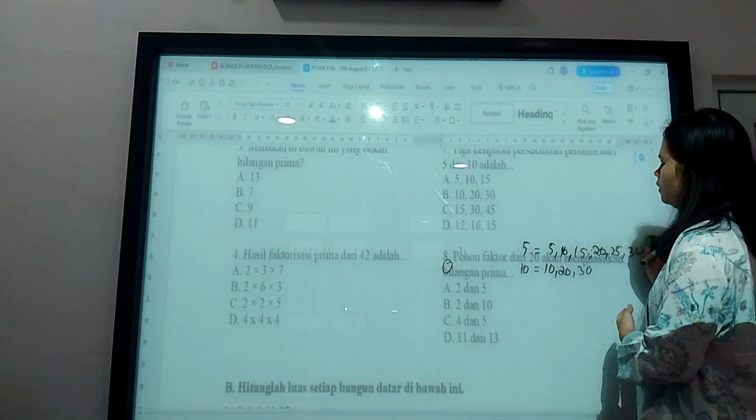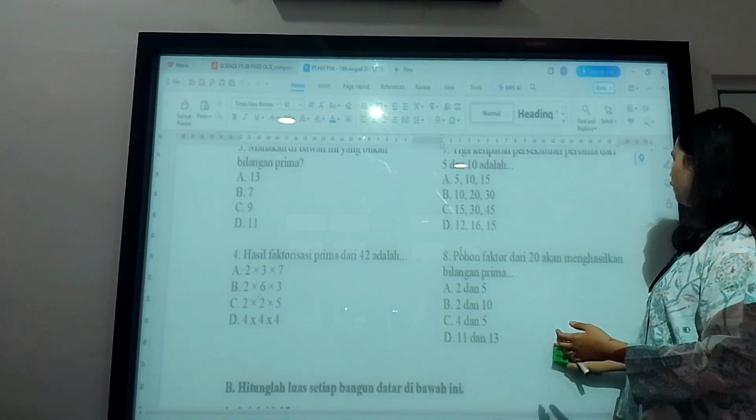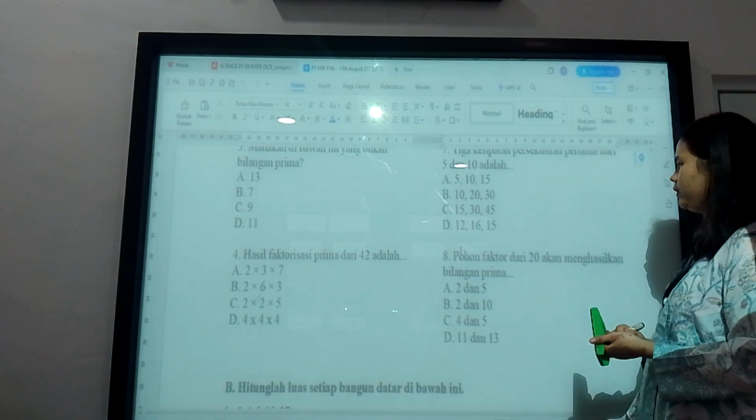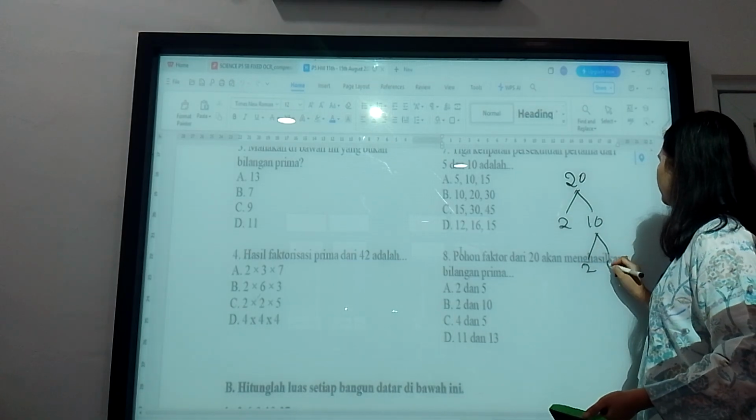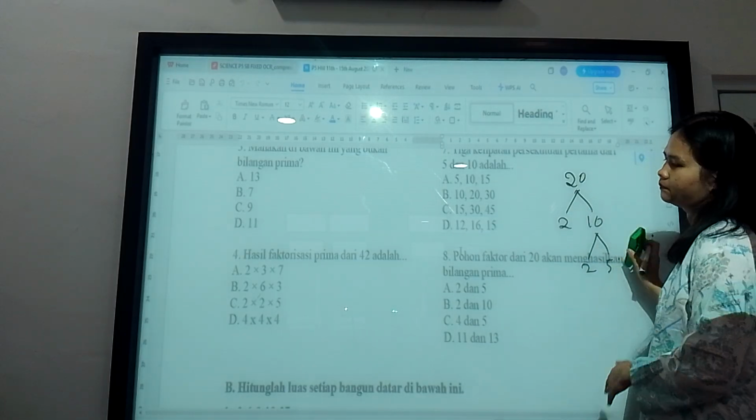Next, nomor 8. Pohon faktor dari 20 akan menghasilkan bilangan prima. 20, pohon faktor 2 dan 10, lalu 2 dan 5. 2 dan 5.